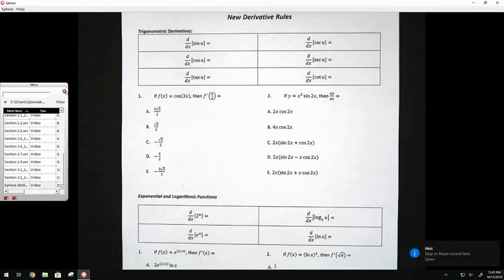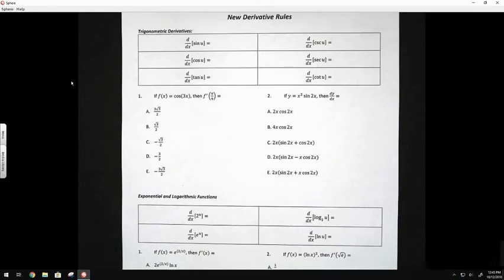All right, hey guys, so this video is all about the new derivative rules. These are really the last rules that we have to learn in order to be able to take derivatives of functions. The first thing we're going to do is the trigonometric derivatives. I need you guys to take a look at this notation here.